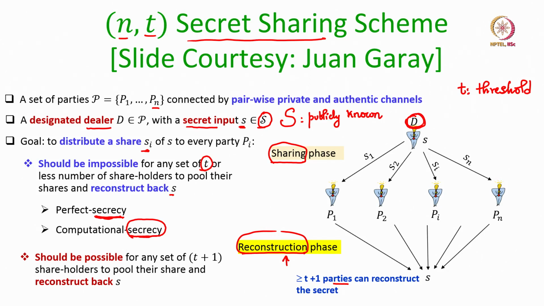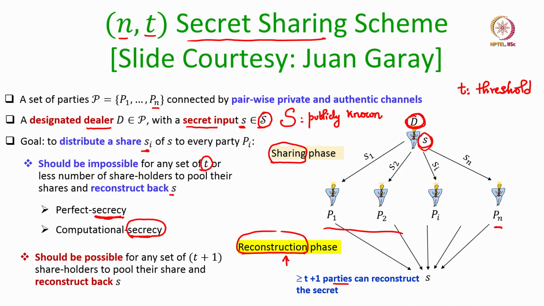So, instead of storing the secret with itself, it would like to distribute the secret across say n locations by keeping a share of the secret at each of the locations. So that later on, whenever the secret needs to be retrieved, any t plus 1 pieces can be pulled and then they can be combined to get back the secret, right.